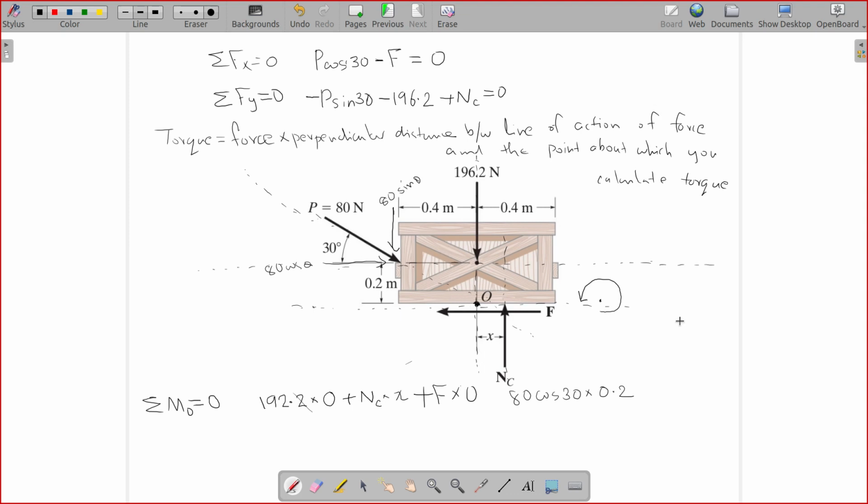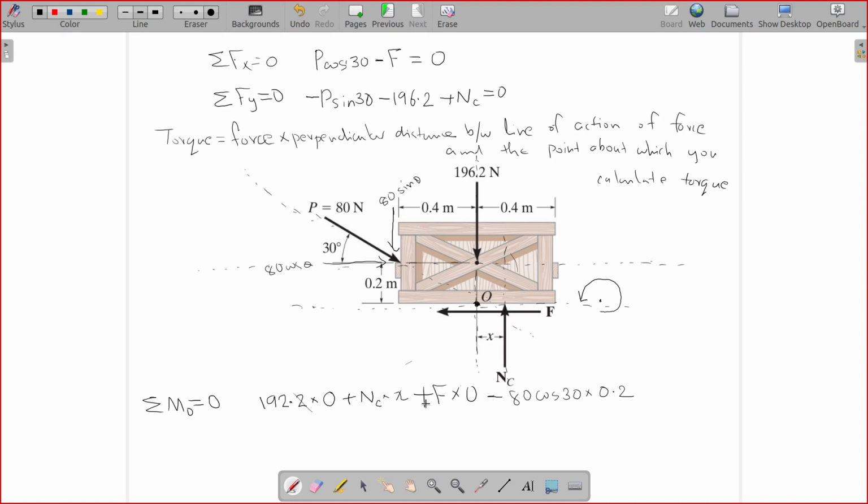This is point O, right? I am drawing point O here, and your 80 cos theta is passing like this. So this is going to rotate the object in the anti-clockwise direction, right? It's passing through this line, which will rotate in the anti-clockwise direction. So is this positive or negative? Anti-clockwise means negative.